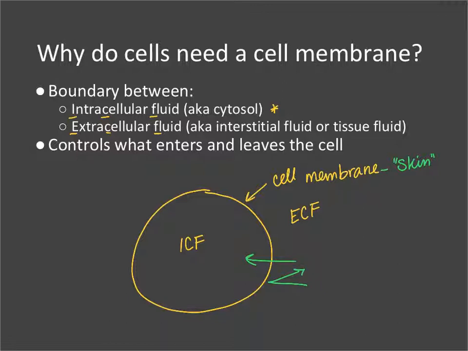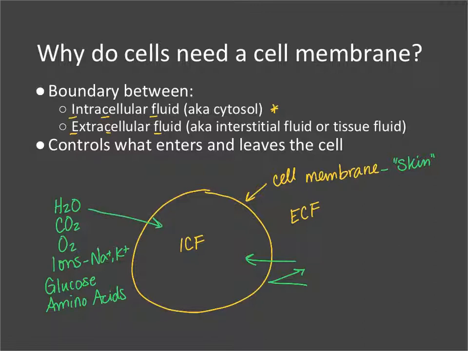And if you think about things that maybe need to be able to get across the cell membrane, we're talking about things like water, carbon dioxide, oxygen, maybe some ions such as sodium and potassium. Also things like glucose, maybe amino acids. So these are all things that, depending on the cell, may need to be able to get across the cell membrane. And we'll talk about how the cell membrane of some cells allows some stuff in, but the cell membrane of other cells might not allow the same stuff in. So we'll get there.